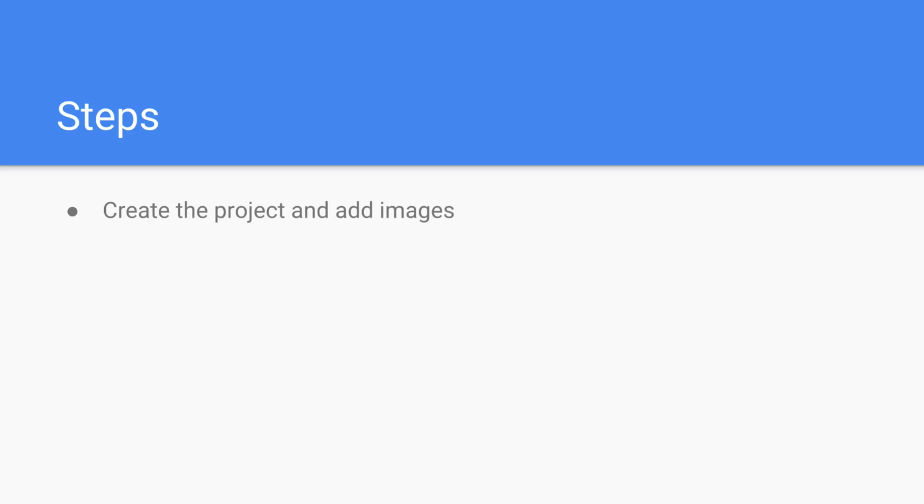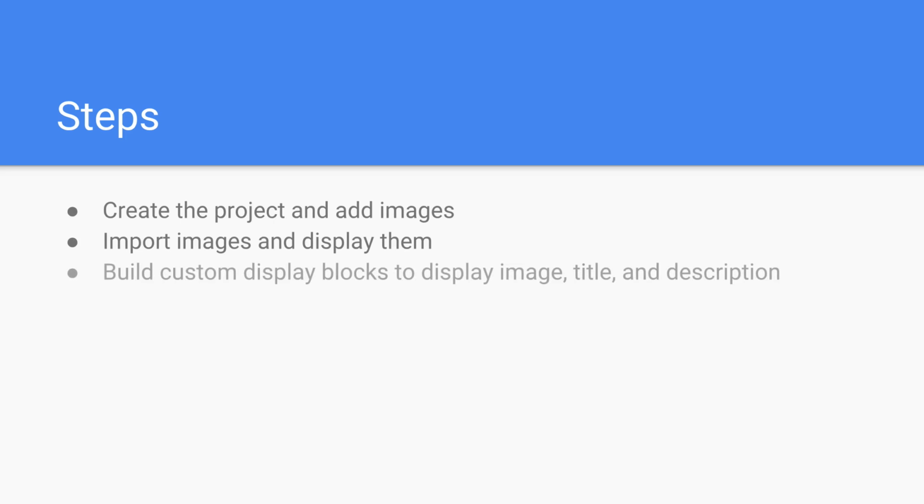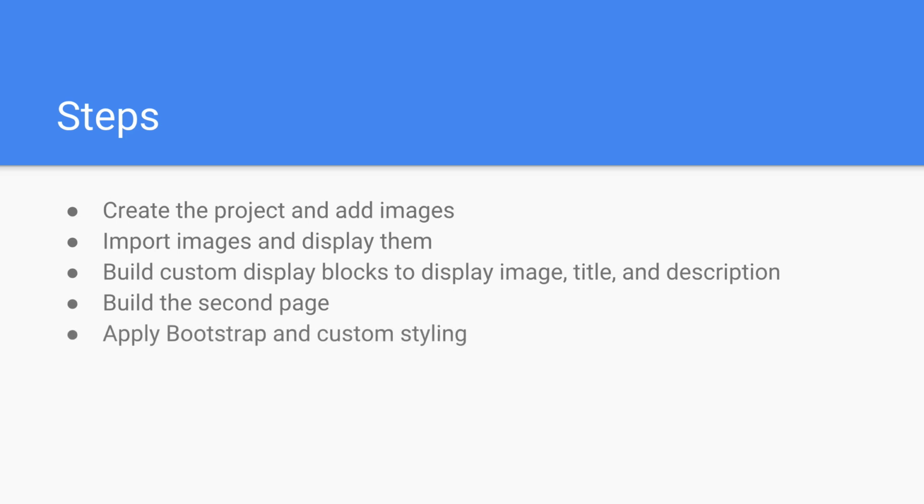So the steps we'll take are going to be to first create the project and add some images. We'll then import the images into the project itself, and we'll work on how to display them. Then we'll build some custom display blocks to display the image, title, and description of each of the games. We'll then build up a second page that will be used to display the specifics of a single game. Then we'll apply some bootstrap and custom styling, and finish up by masking the URL with server-side support.